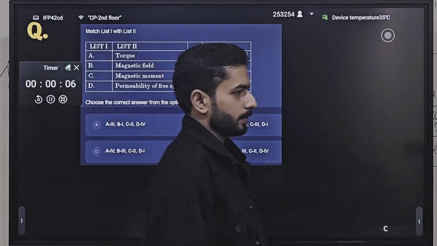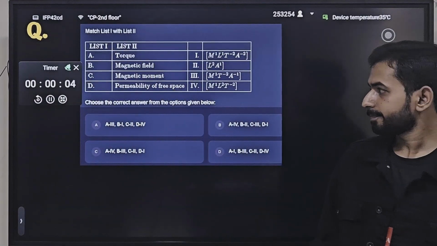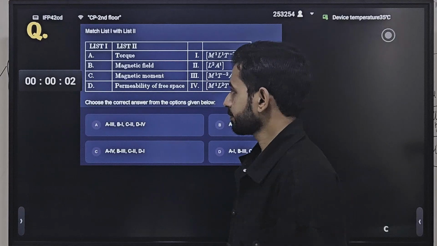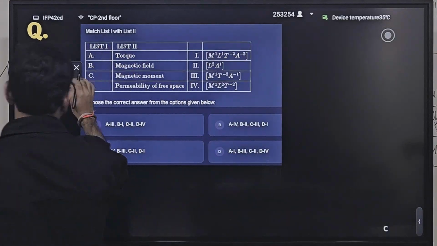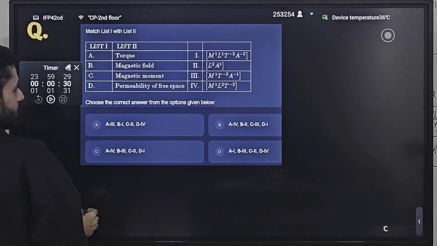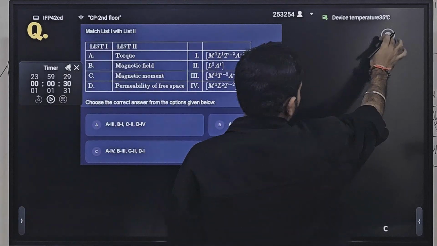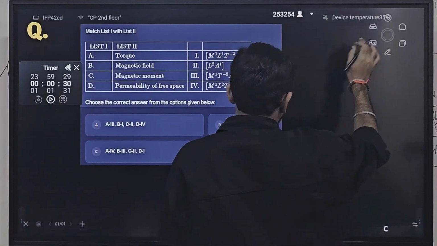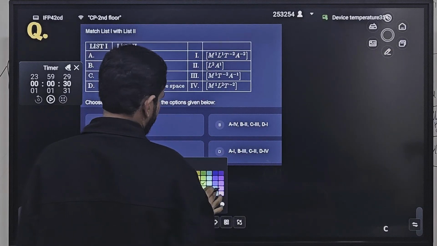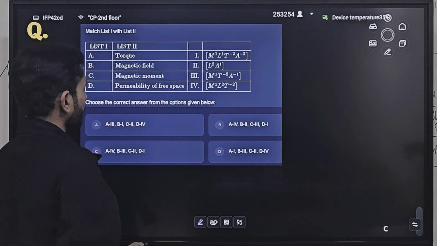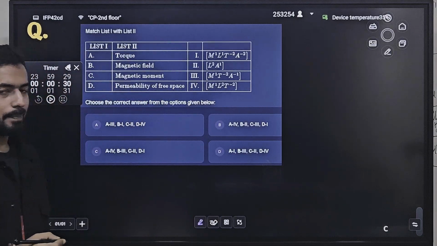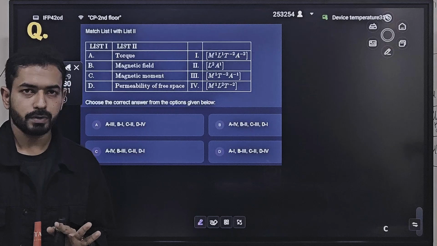Bell will ring and the time is up. 2, 1, let's see. How many of you got the answer? I'm very disappointed if you do not have the answer for this question, because this is a very easy question. See, matching questions are actually the easiest ones.